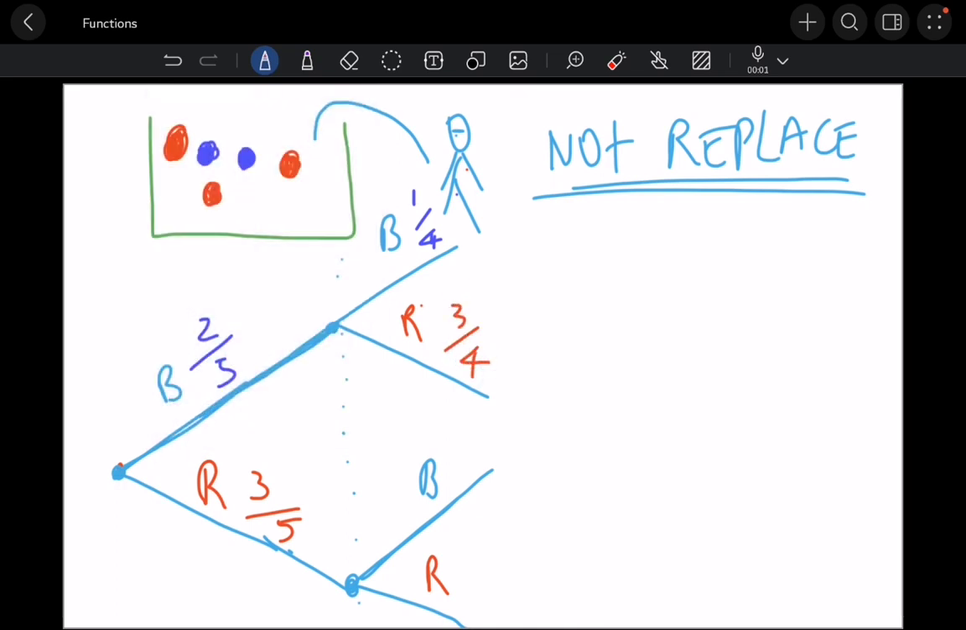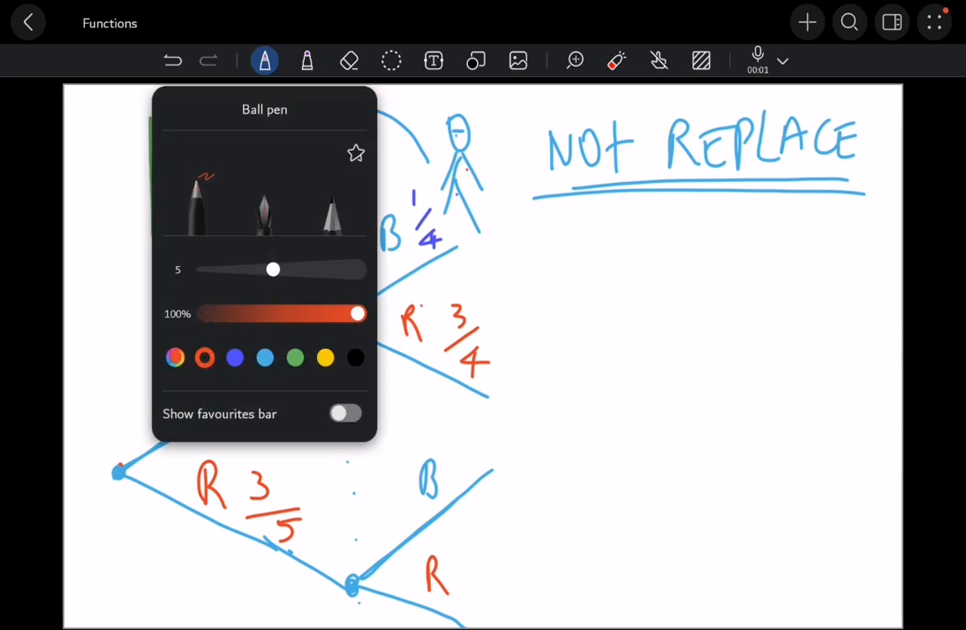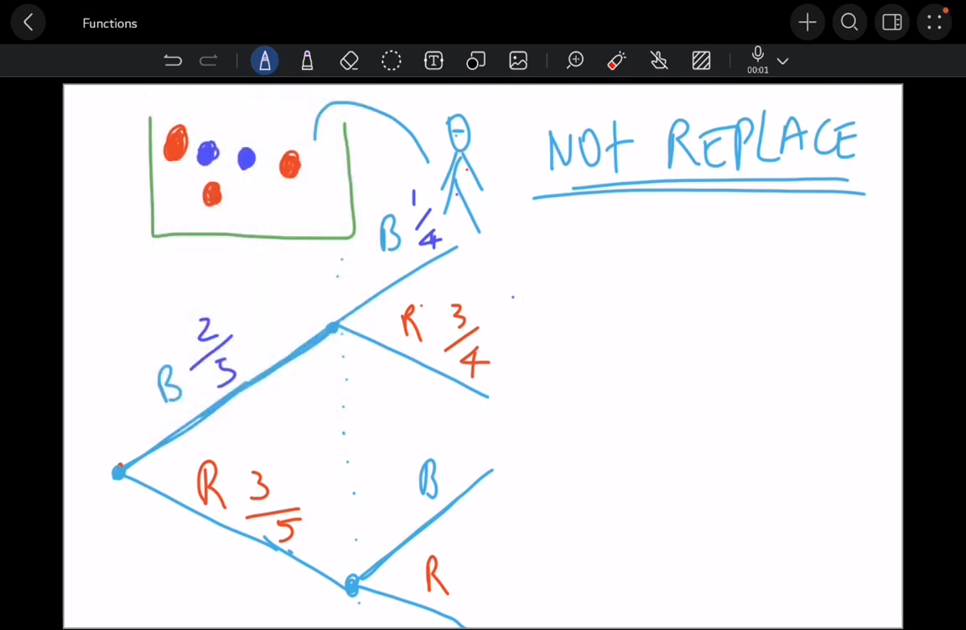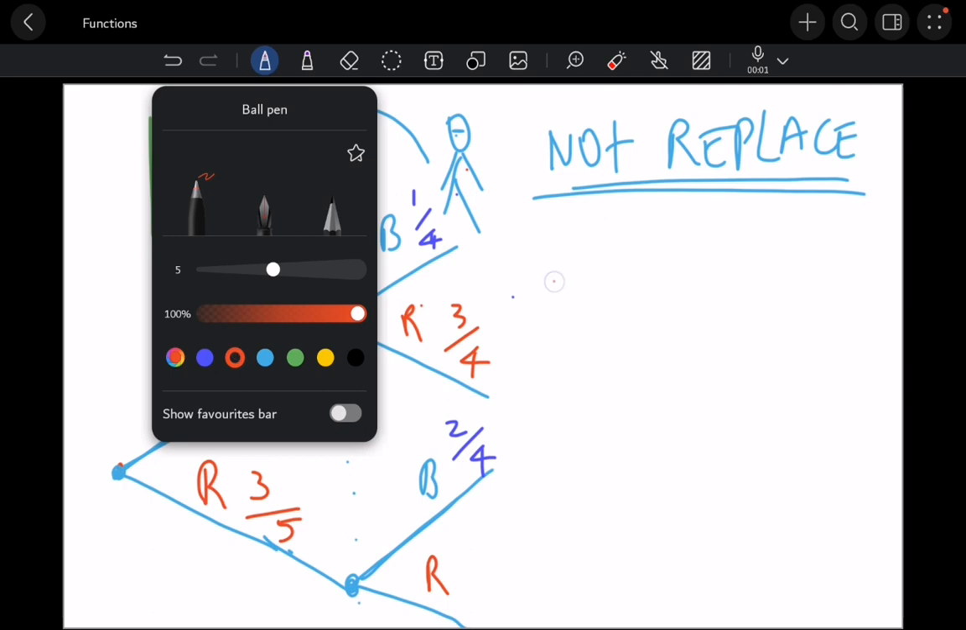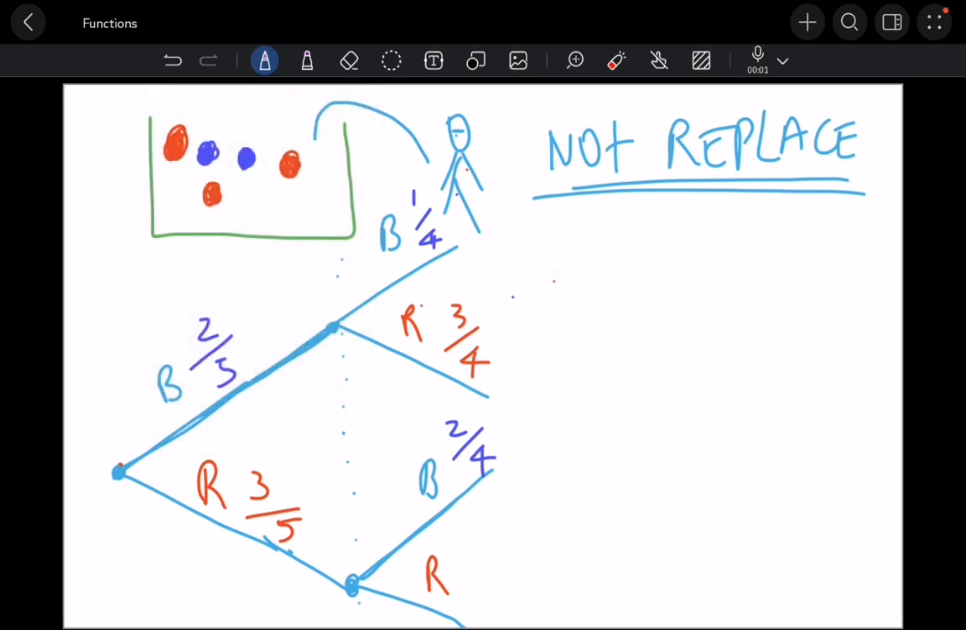The same applies here. If the first ball you took out is red, then the blue will not be affected. We're still going to have 2/4. And then the red will decrement, in other words, reduce by 1. So the red will be 2/4. When you add 2/4 and 2/4, you're going to get 1. If you add 1/4 and 3/4, you're going to get 1. So the outcomes will look like this.